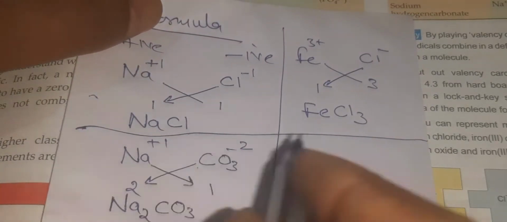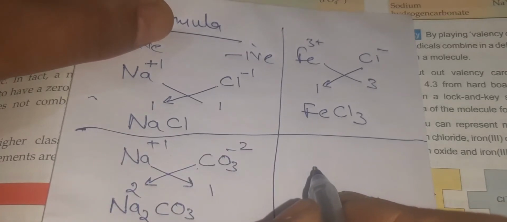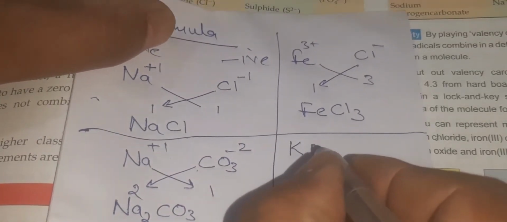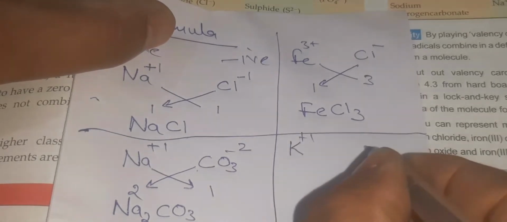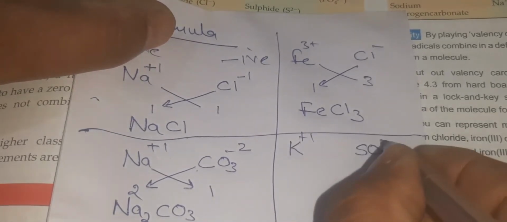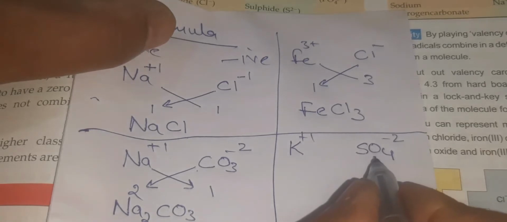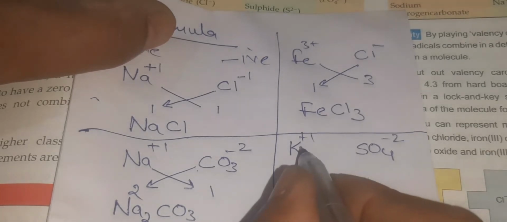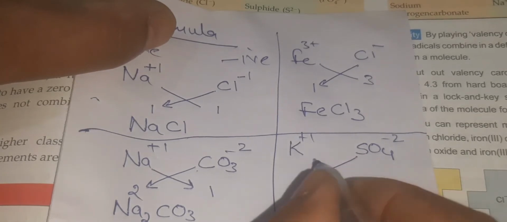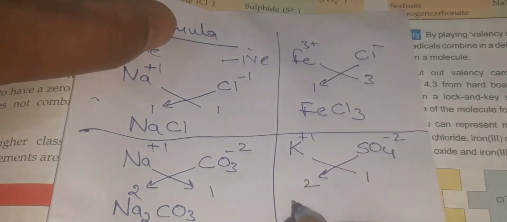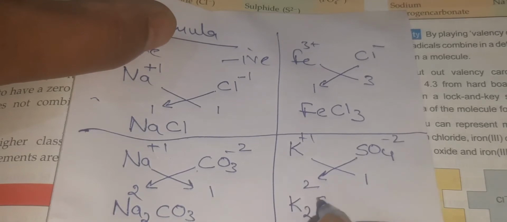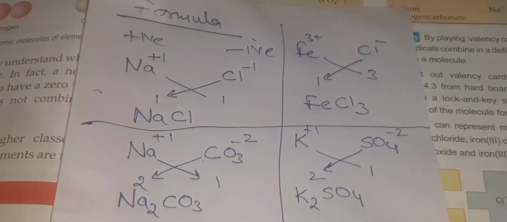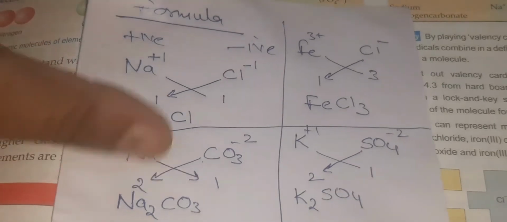Now for example, we want the formula of potassium sulfate. From the list we get potassium is plus 1 and sulfate is SO4 minus 2. This is divalent, negative charge, and this is monovalent, positive. When they react, they exchange their valencies. So the formula will be K2SO4. Learn to write formulas of different compounds this way.